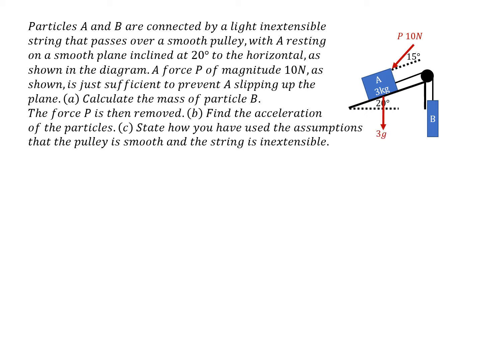We've got the weight of particle A, the normal reaction from the surface on A, the tension in the string, and the weight of particle B, mg. We don't know what the mass is, so I've just called the mass m for the time being.